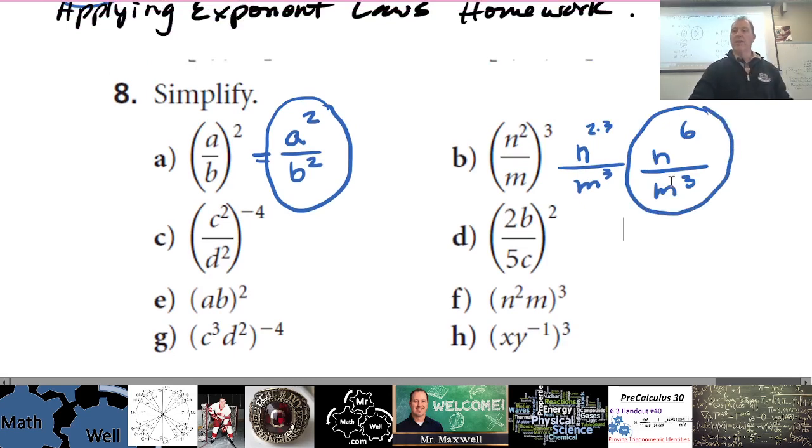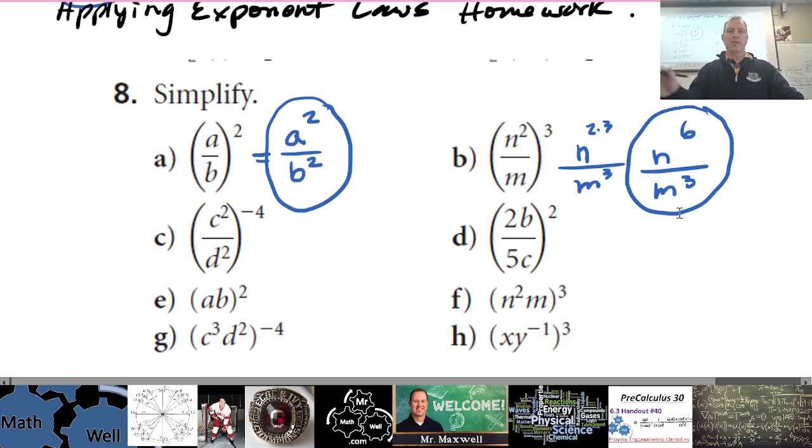Now these are different letters, so we can't subtract 6 minus 3. Okay, don't do that. Because they're different bases. These exponent laws only work with the same bases too, remember that, okay? Because I've had students do that. It's like, oh yeah, no problem, n m to the 3, 6 minus 3. No, that doesn't work. Okay, only if they're the same bases can you do that.